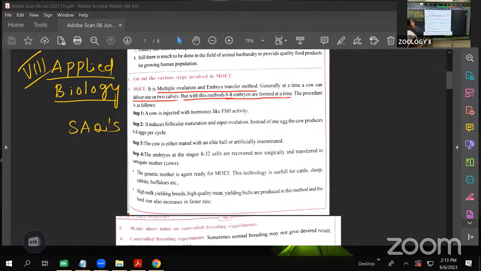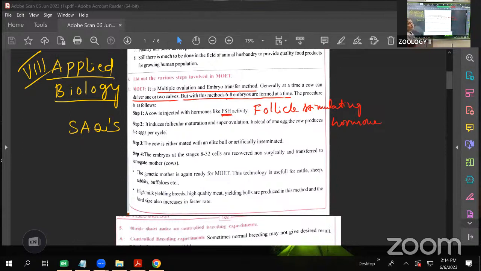First step, we inject the cow with FSH hormone. FSH is called follicle stimulating hormone. What is the function of this? Normally, the follicle stimulating hormone develops and stimulates the follicles. Inside the ovary there are follicles, and those follicles are developed by follicle stimulating hormone in females.